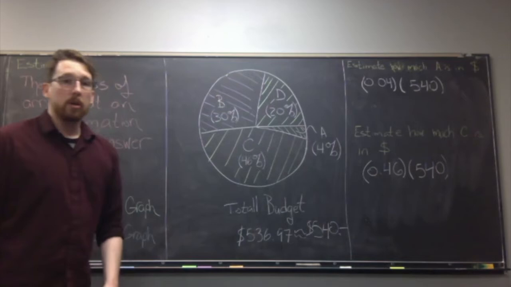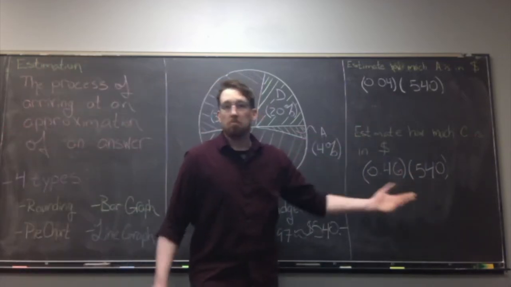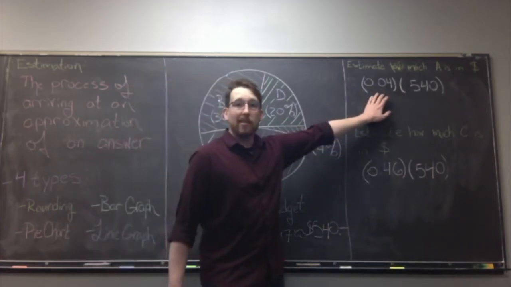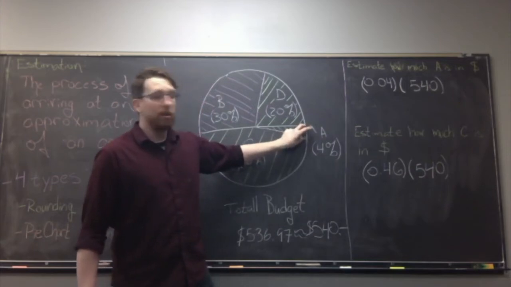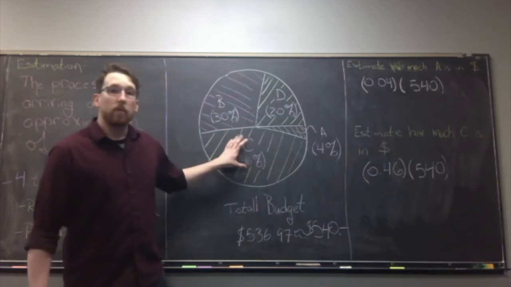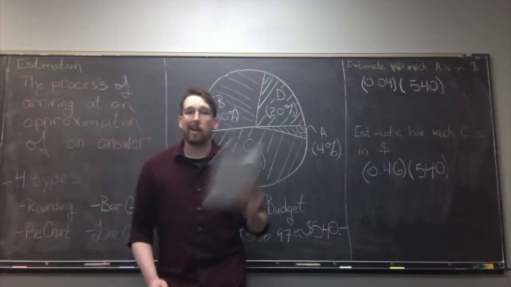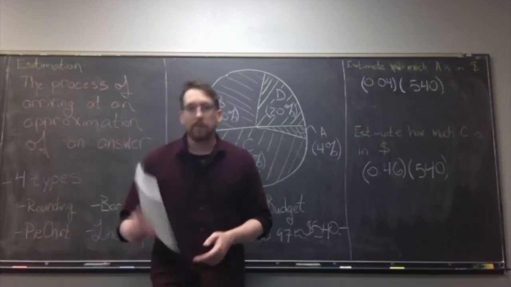From here, to finish it up, we just multiply this all the way through. And that would be it. Whatever this came out to be would be the estimation for what this chunk is in dollars. Whatever this came out to be would be the estimation for what this is in dollars. Now, I've gone over this. Next, we're going to want to talk about bar graphs.